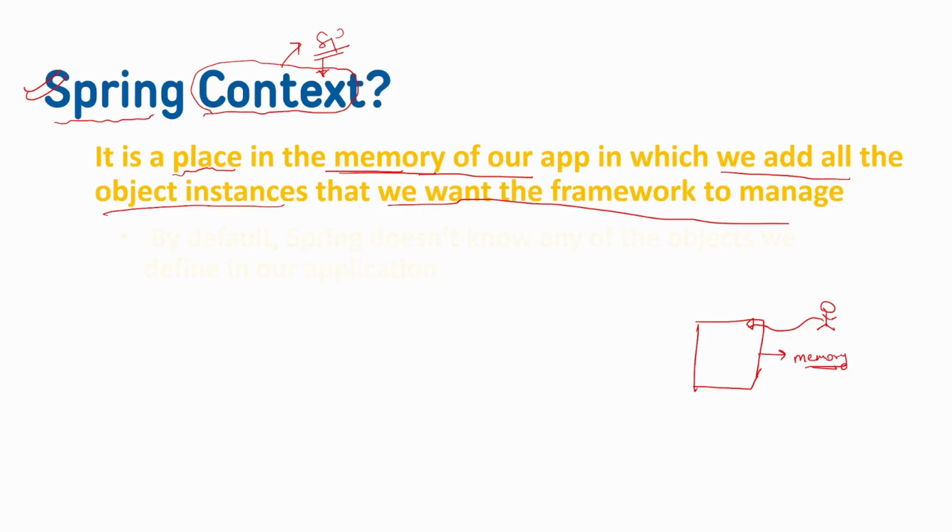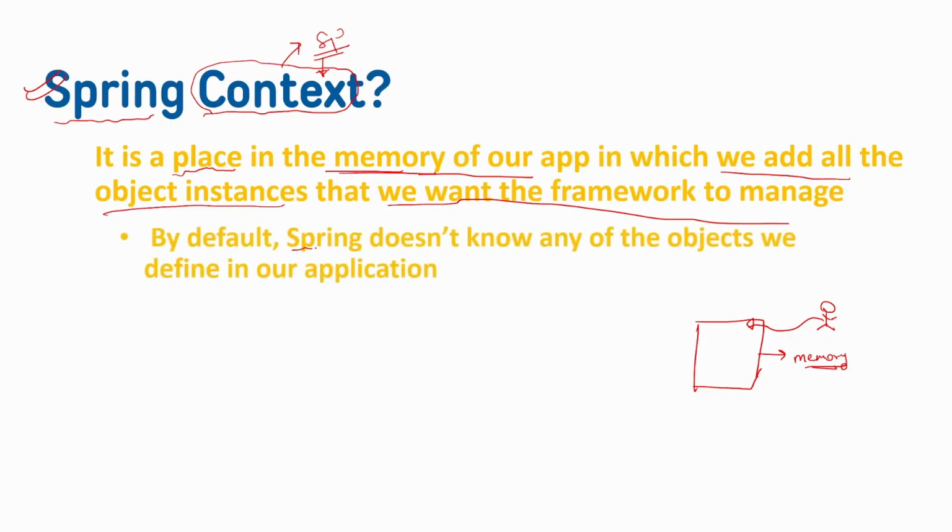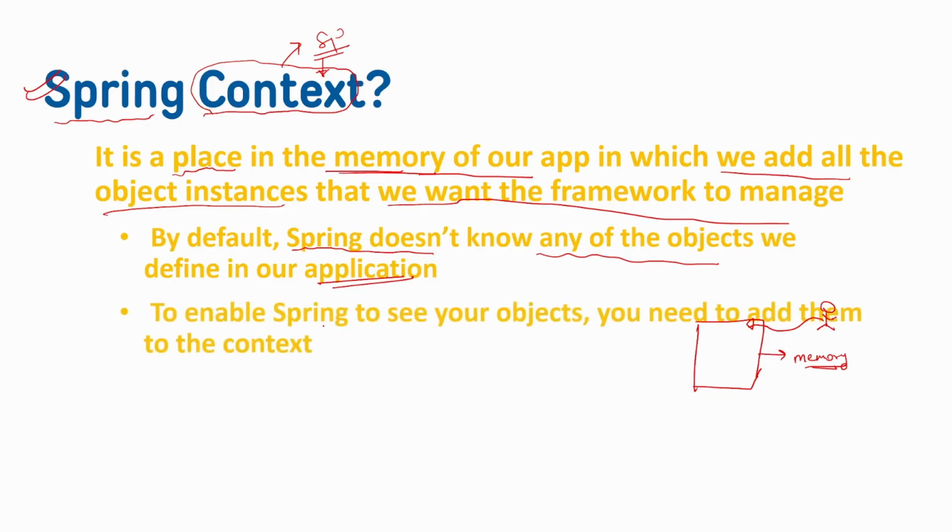Have you understood? By default, Spring does not know any of the objects we define in our application. So to enable Spring to know our objects, we need to add them to the context. So the Spring context is a place in the memory of our app in which we add all the object instances that we want our framework to manage, and it provides different functionality to those objects.